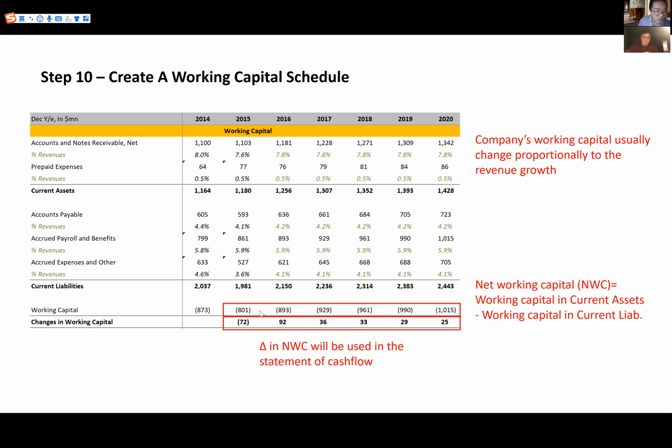Okay, so would we only expect a proportional change in working capital for mature companies, or also for early stage and growing companies too?